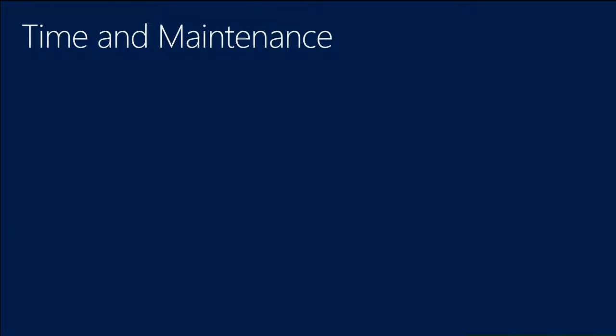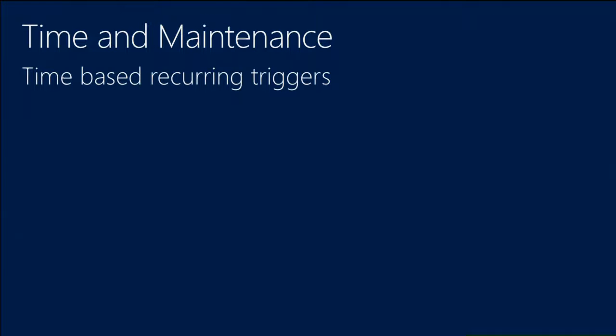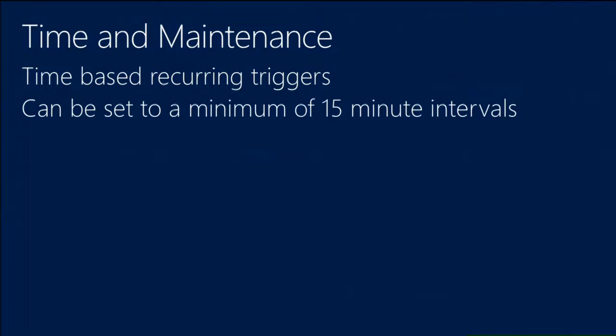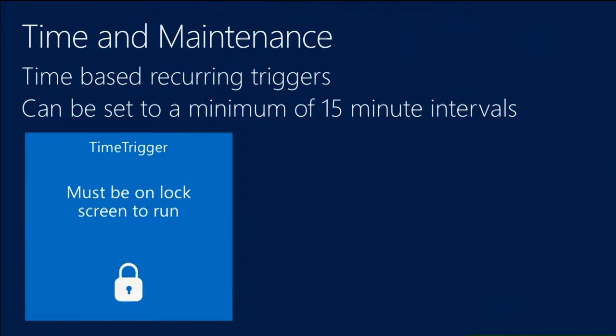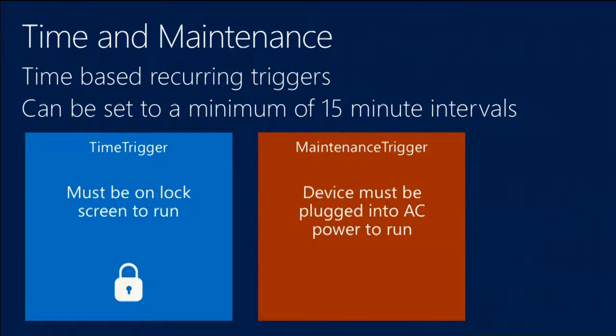The next 2 I want to talk about together, time and maintenance, because they both are time recurring triggers. And in fact, if you look at the APIs, they are pretty much identical. They can be set to 15-minute intervals, again, on that background process that we have running. And there's two types. The first is a time trigger. If you're going to use a time trigger, your app must be on the lock screen to run. The other is a maintenance trigger, and the only requirement there, it doesn't have to be on lock screen, but your device actually has to be plugged into AC power. So if you're running on battery mode, your maintenance trigger will never run.